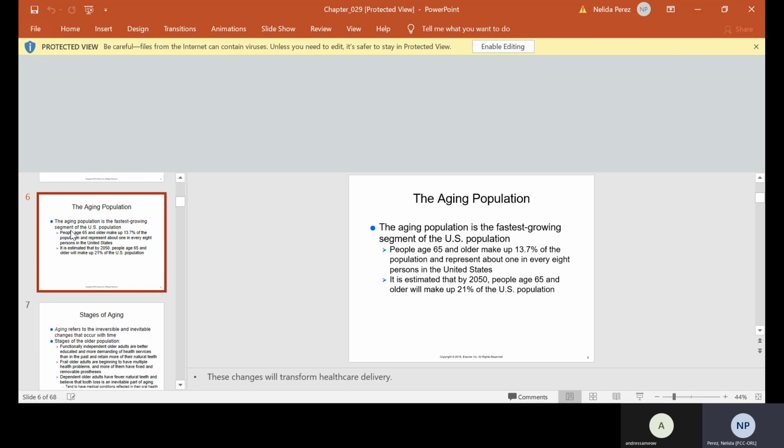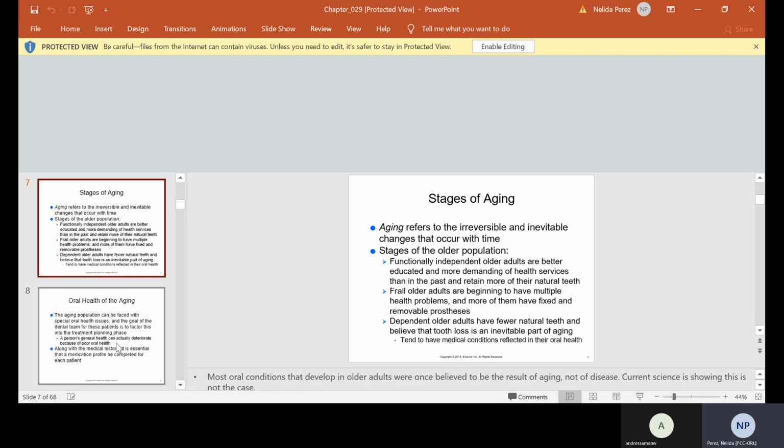The aging population is the fastest growing segment of the U.S. population. People age 65 and older make up 13.7% of the population and represent about 1 in every 8 persons in the United States. It is estimated that by 2050, people age 65 and older will make up 21% of the U.S. population. Now, aging refers to the irreversible and inevitable changes that occur with time.